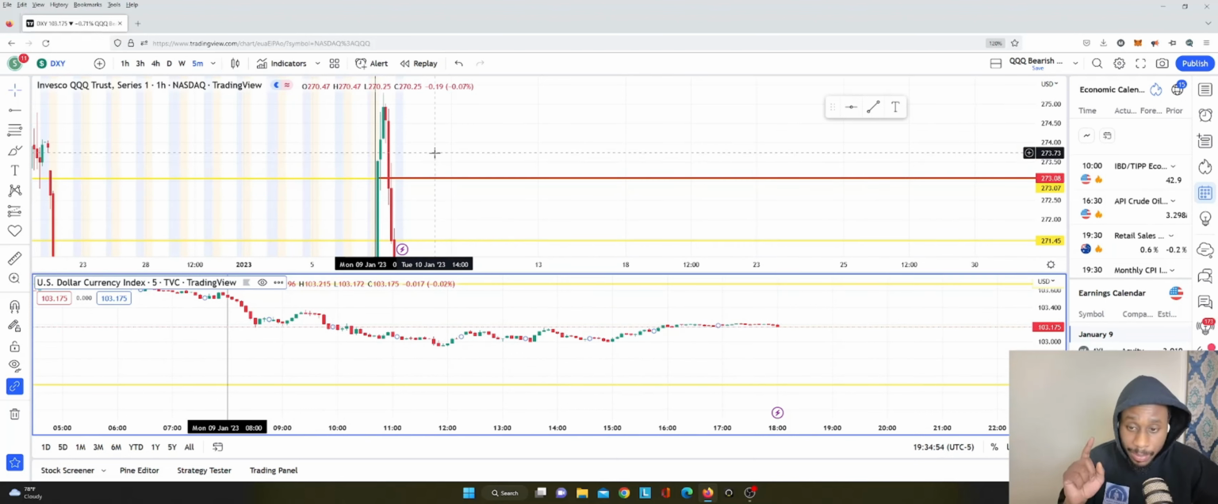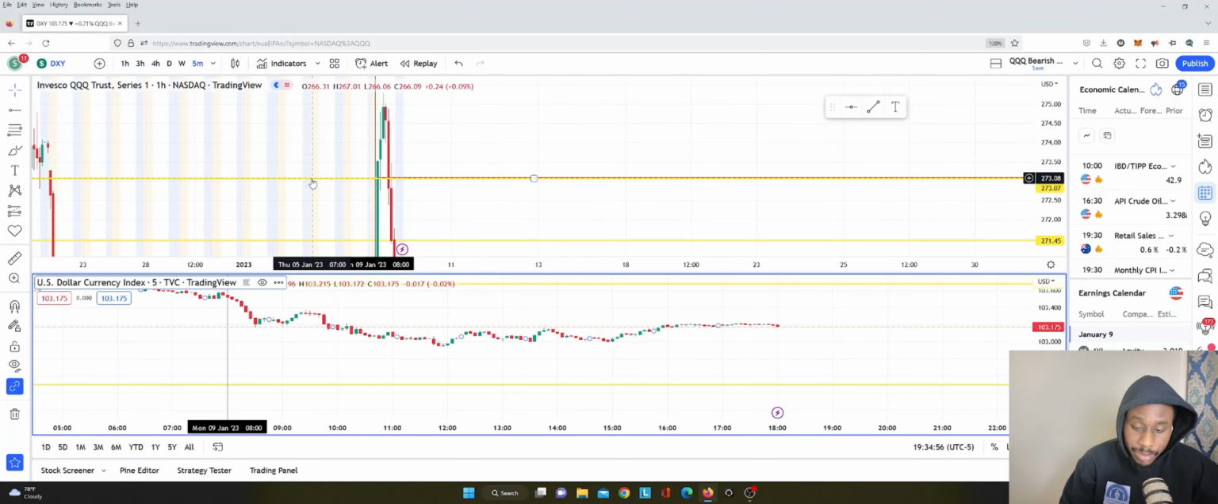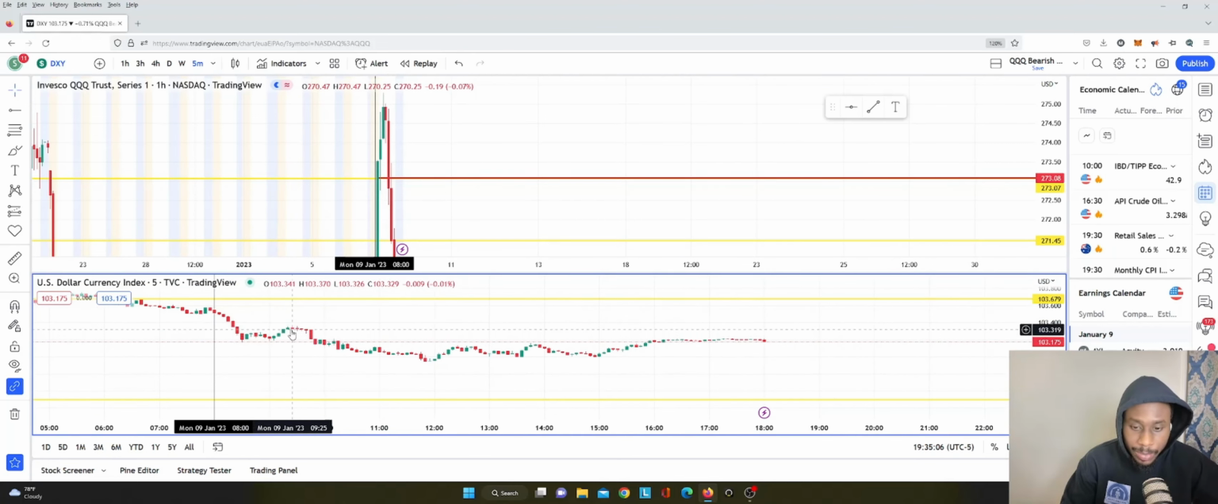So while I have this trade going, I'm also monitoring the dollar on the 5-minute chart to ensure that it's not making new highs, it's not slowly grinding up. I could see that it was slowly grinding down, and while it was slowly grinding down, I could still hold my trade and just let it run, right?